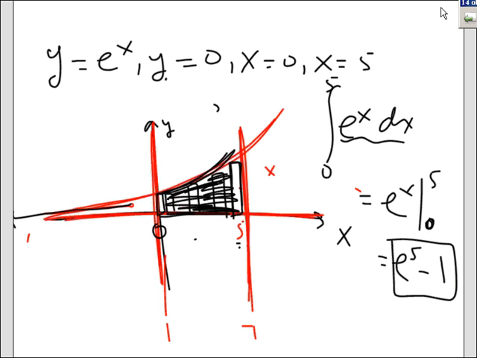Okay? Square units. If your units were feet, you'll have square feet. That is, from 0 to 5 was 5 feet. You'd have e to the 5 minus 1 square feet. Okay, hopefully this is helpful. And this also completes this section.